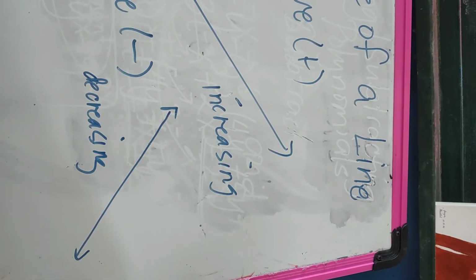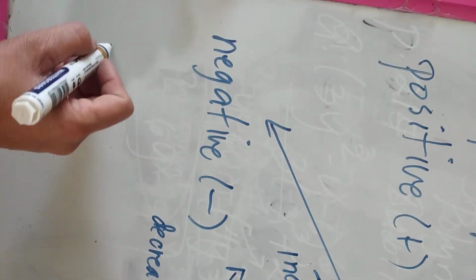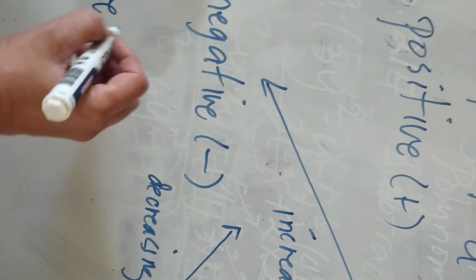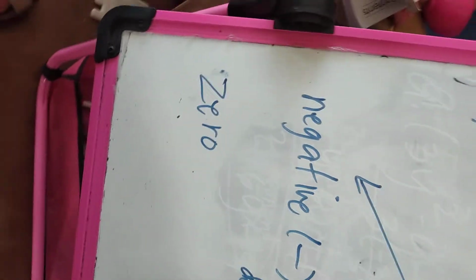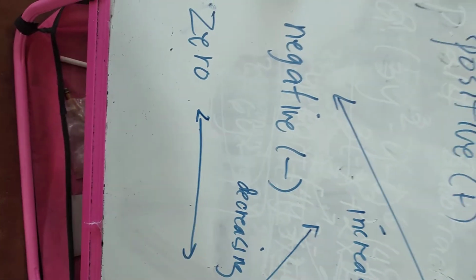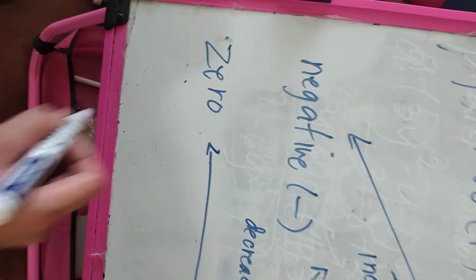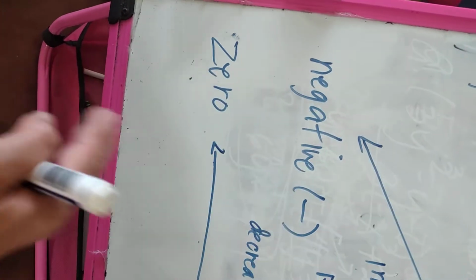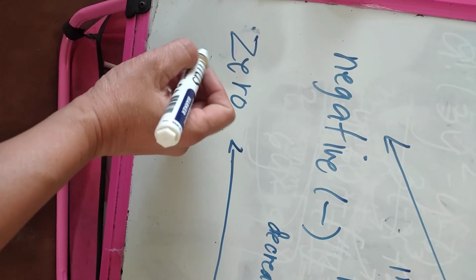Next, what if your slope is 0? What is the direction of your line without graphing? It is horizontal.